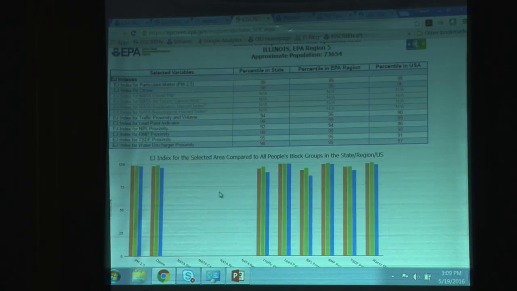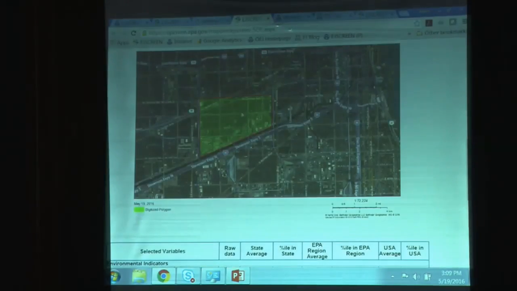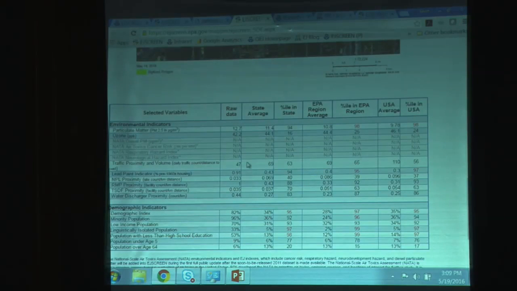Here's the graph that goes along with it. If I go to page 2, here's the map of the area that we pulled up. And then if I go to page 3, I can get the actual raw data to interpret all of that, and then also understand this a little bit more.